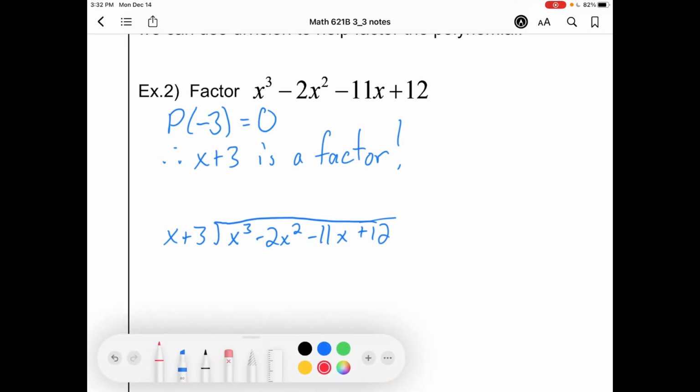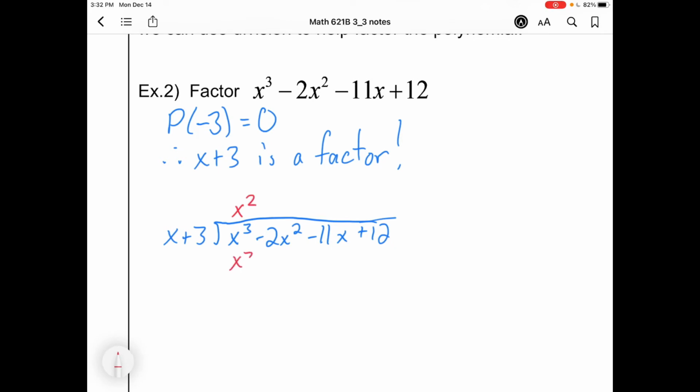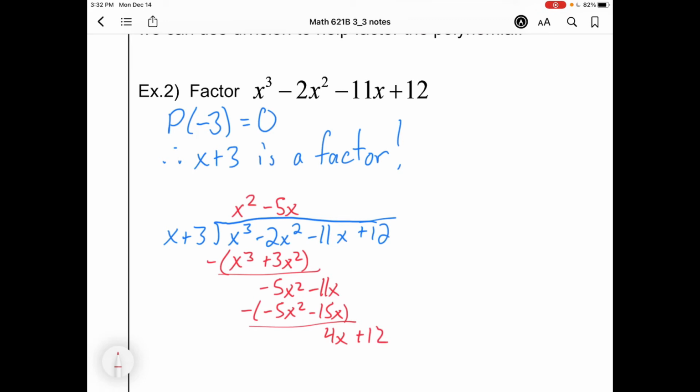X cubed divided by x is x squared. Multiply it back in. I get x cubed plus 3x squared. Carefully subtract. Okay, divide out again. I'll get negative 5x. Multiply it back in. Negative 5x squared minus 15x. Carefully subtract. That's going to give me 4x plus 12. Okay, divide them out. I get 4. And here's the thing. If you've found a factor, then necessarily the remainder is going to be 0.